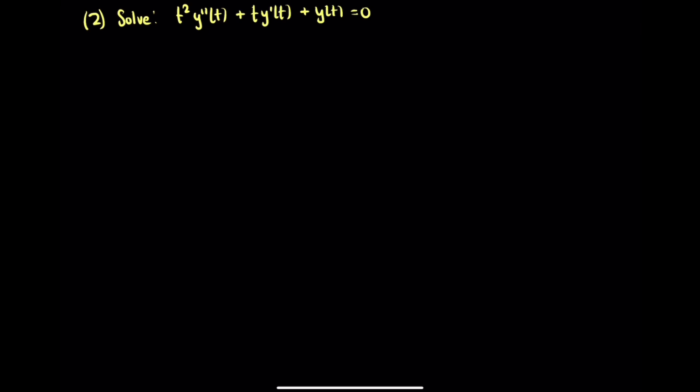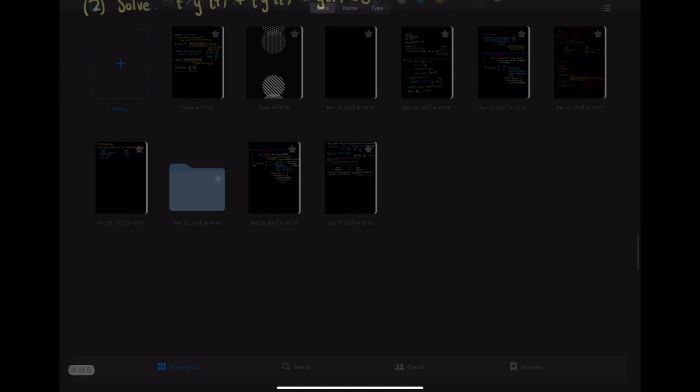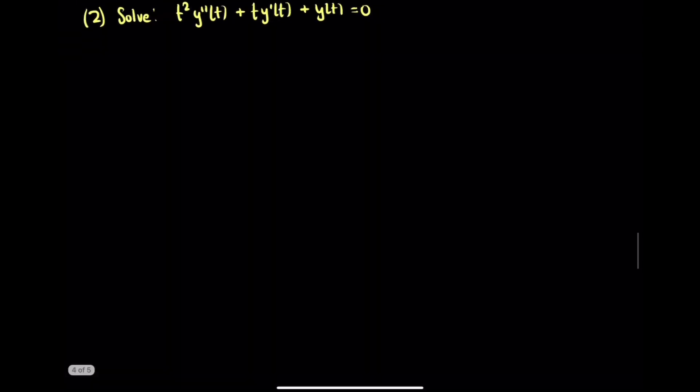So let's write the equation in terms of x. So the equation in terms of x is a y double prime. Whoops. So a is 1 here, right? And b is 1 as well, and c is also 1.